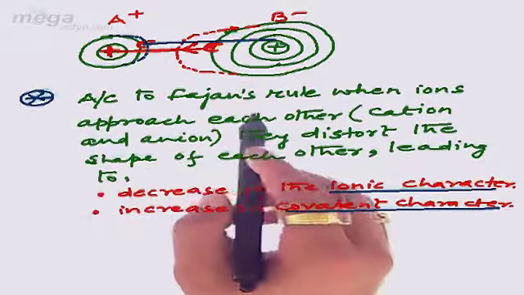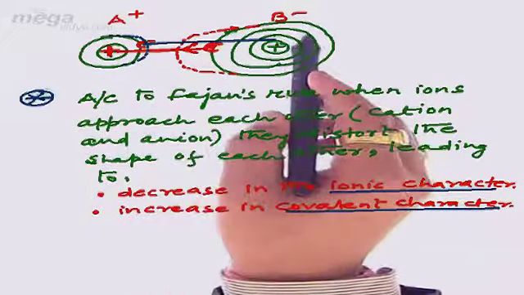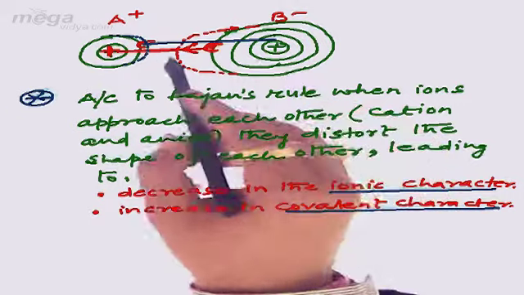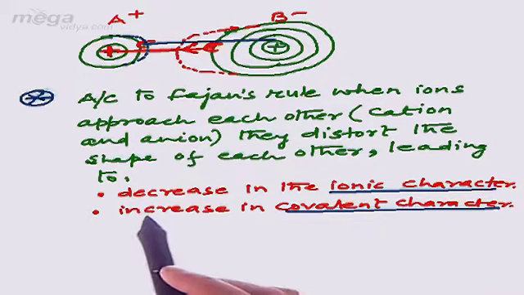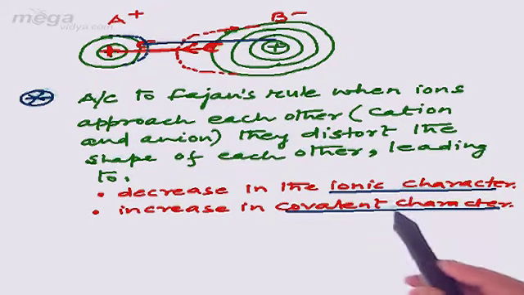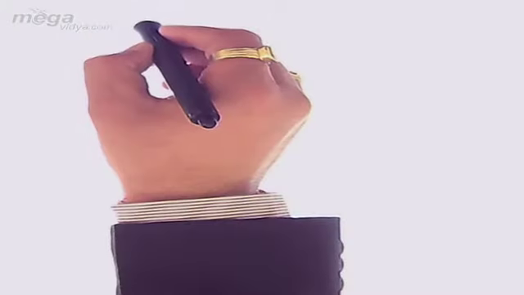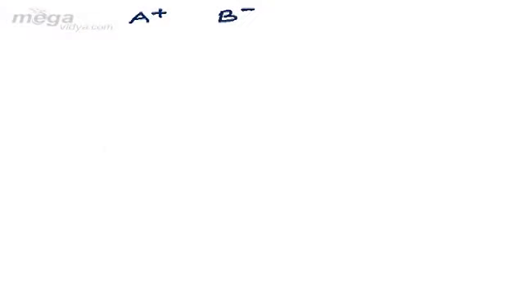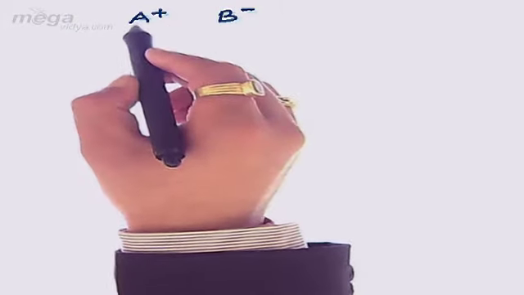So we have discussed Fajan's rule, that during the approach of ions towards each other, there is distortion in the shape of both the ions, and this distortion will bring a decrease in the ionic character and an increase in the covalent character. Why will the ionic character decrease or the covalent character increase? Let us discuss it. As we have already discussed in the ionic bonding concept, whenever two species undergo ionic bonding, we find that the electron cloud density is not equally distributed at the center of the nucleus of both the ions. What does this mean?